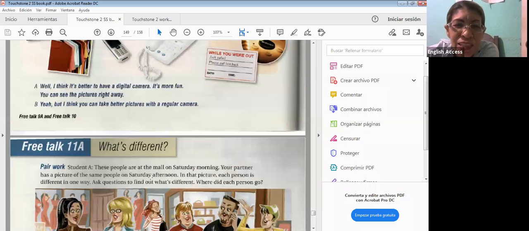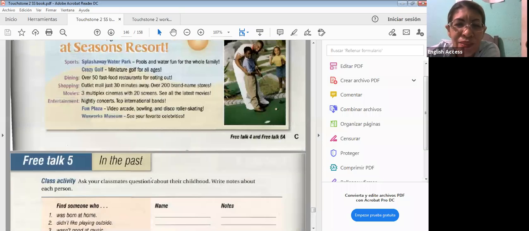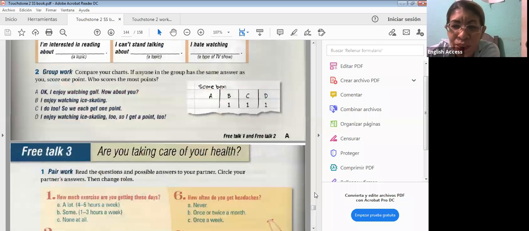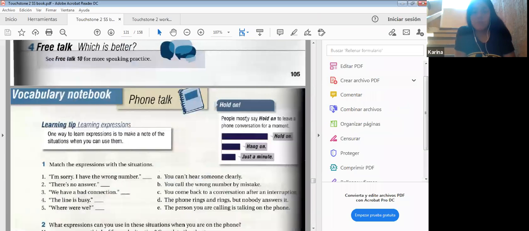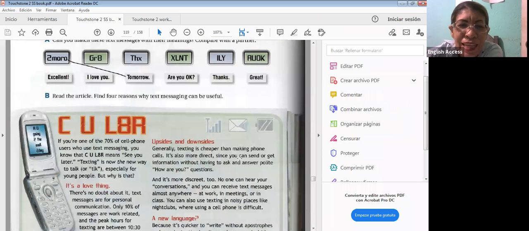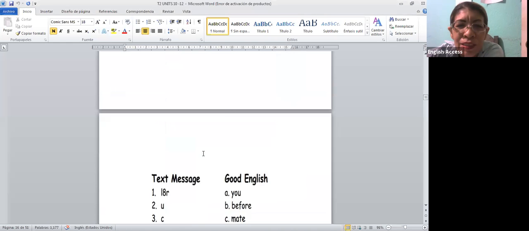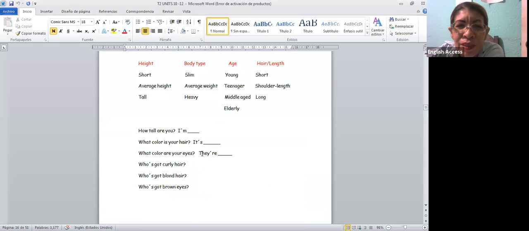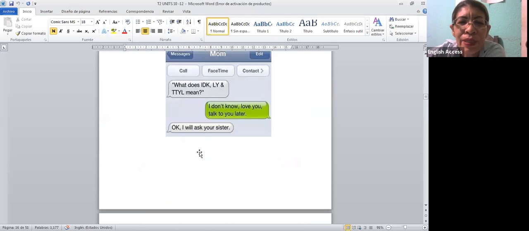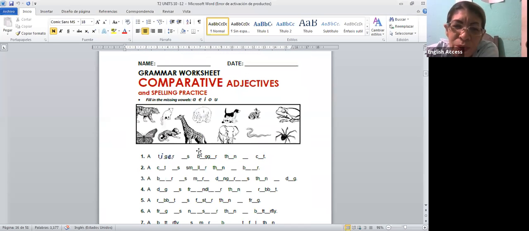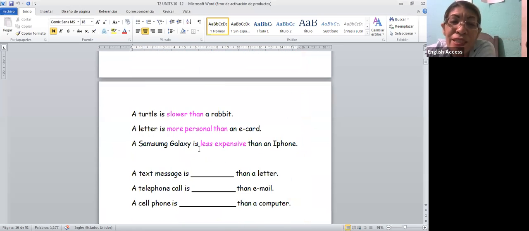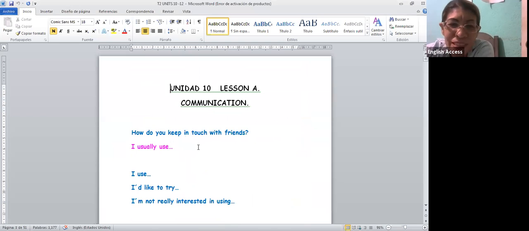Let me see. I guess this is the last activity. Well, this was the last exercise of lesson D. Let me see if I have another activity here so we can do it. Well, we did this part. Oh, this is for unit 11. Okay, well, as you can see, we finished with unit 10. This was the last lesson for unit 10.